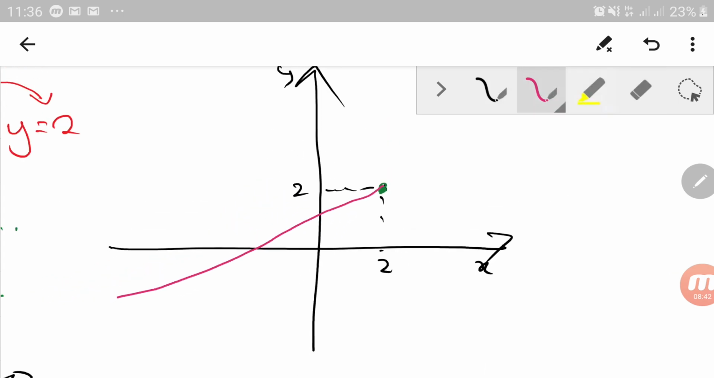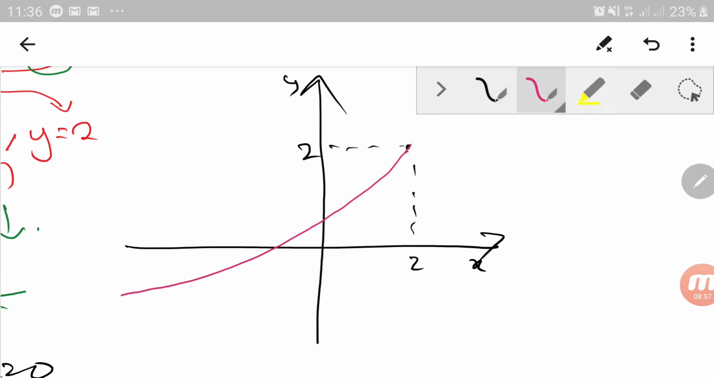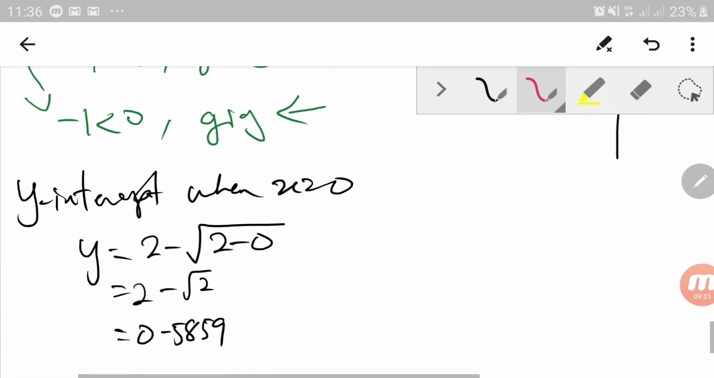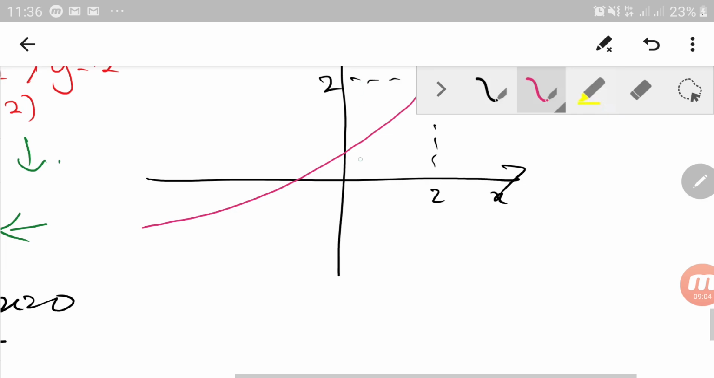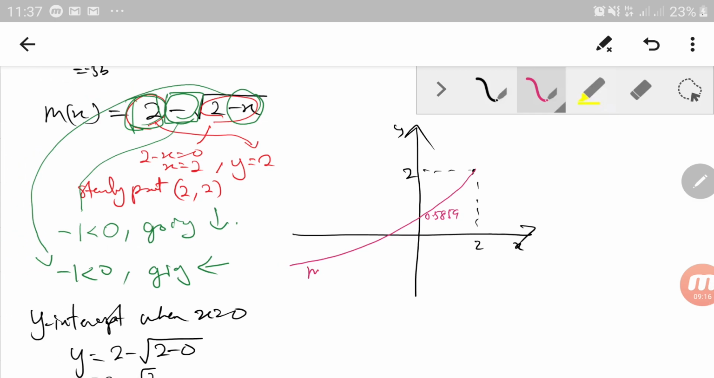Okay, so maybe I make it nicer by scaling it up. Maybe it's 2, 2 over here. Okay, 2, 2, and then we draw it like that. Okay, I think so. So this is 0.5859 somewhere here. Yes, and this is our function. Don't forget to label the function.